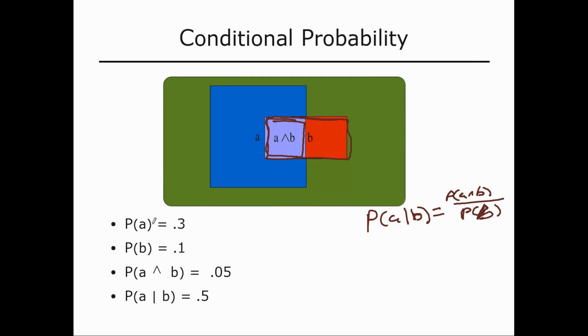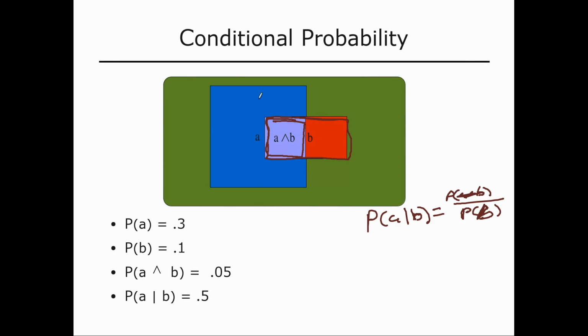So if we know that the probability of A, for example, is 0.3, that's the size of this box. The probability of B is 0.1, that's the size of this box. And the size of their overlap, the probability that A and B are true, is 0.05. Well, it doesn't matter anymore what the probability of A was. What I care about is how big is this overlap given the probability of B. So my answer is 0.05 over 0.1, and that's 0.5.